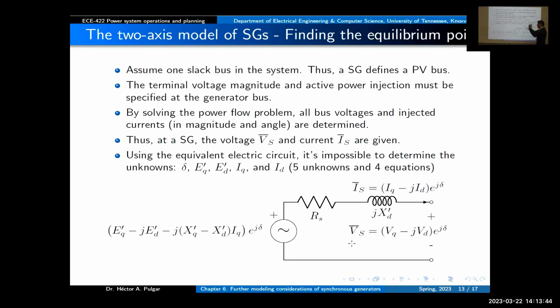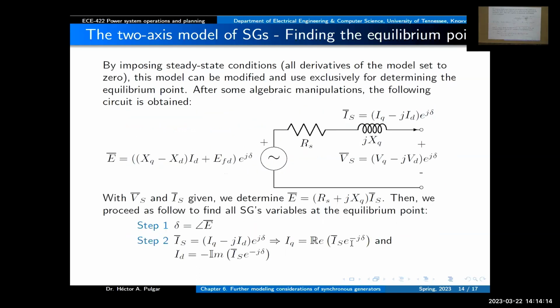This has been done in the past. By enforcing the derivative to be equal to 0, we can work with this circuit and transform it and obtain a circuit that can be used just for the purpose of obtaining the equilibrium point. So this circuit is in general not for when the system is in a steady state, but if we enforce a steady state condition together with the circuit, we can obtain a special circuit, which is this one, that can help us to obtain the equilibrium point.